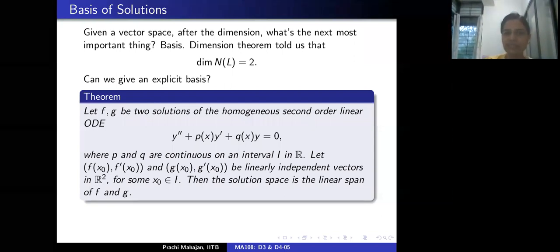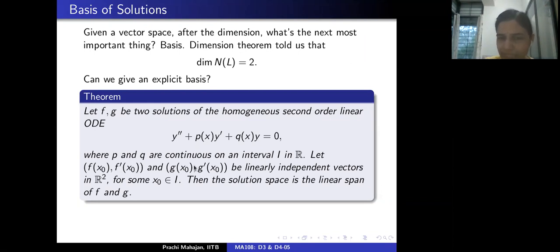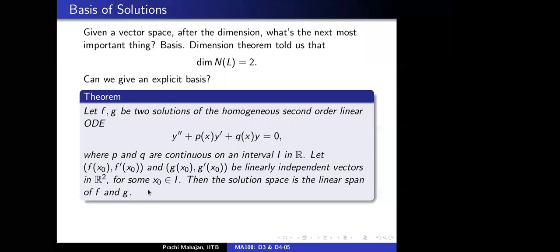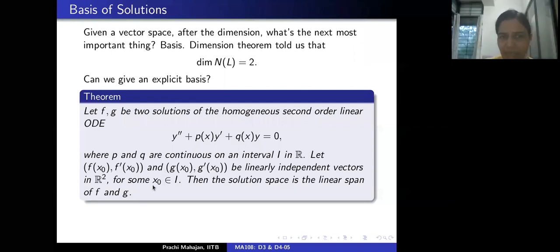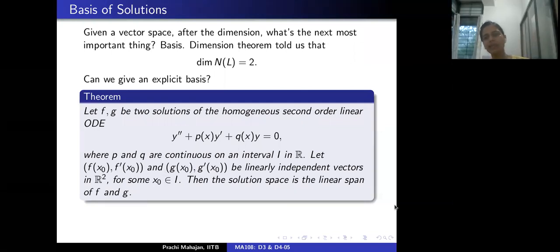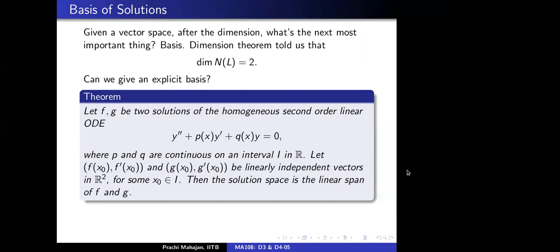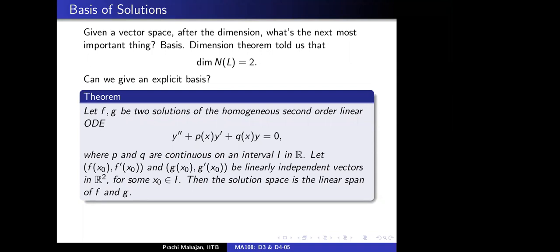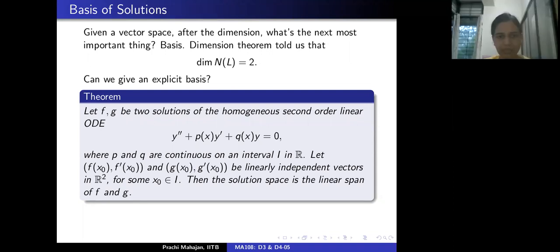See, the theorem says you need linear independence of these two vectors at some point x naught, not all x naught. So now you realize what you were saying. Let's run through the proof, maybe your doubts will be clear. Now you understand, right? The hypothesis is only at some fixed point of the interval I. So let's see how we go about it.